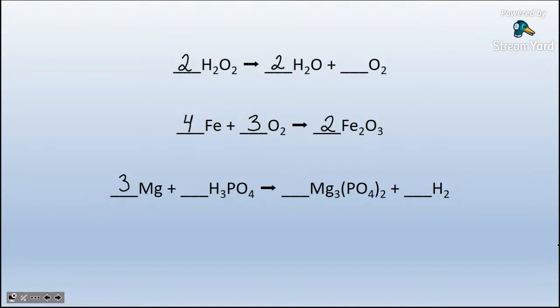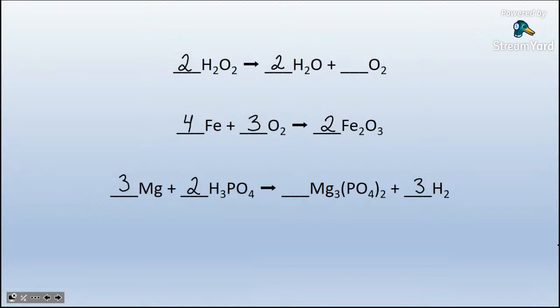Then I look at my hydrogens. I start with 3, end with 2. So lowest common multiple would be 6. So I want a 2 in front of the H3PO4, that phosphoric acid. And I want a 3 in front of my hydrogen. So that way I end up with 6 hydrogens beginning, 6 hydrogens ending.